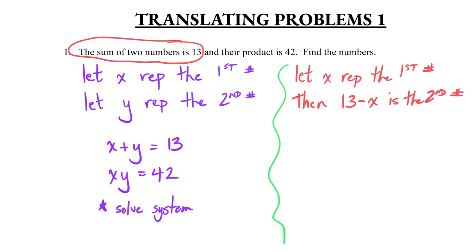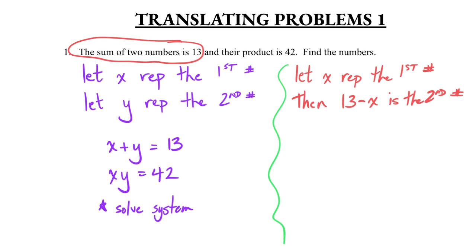You'll notice that second statement that I wrote is no longer a let statement. I'm not letting something represent something else. It's a then statement. If the first statement is true, then the second must be. And you'll notice I didn't introduce another variable, so I'm not going to have to solve a system. I just took care of the first half of the first sentence, the two numbers have a sum of 13, by creating my then statement.